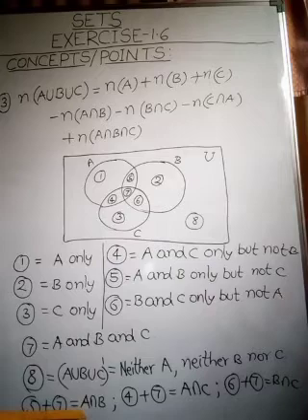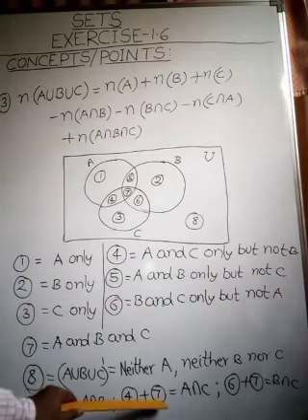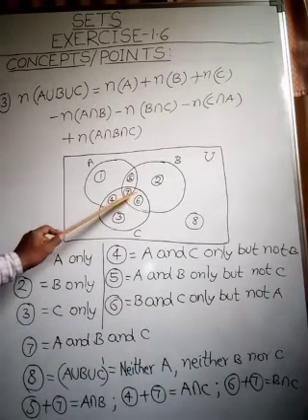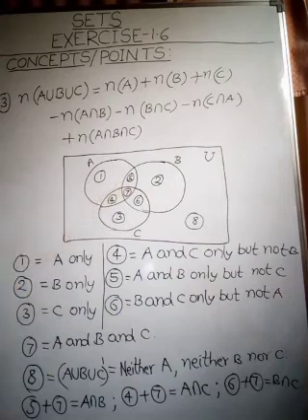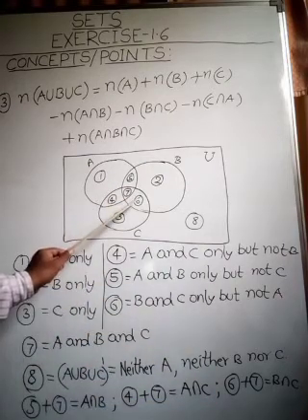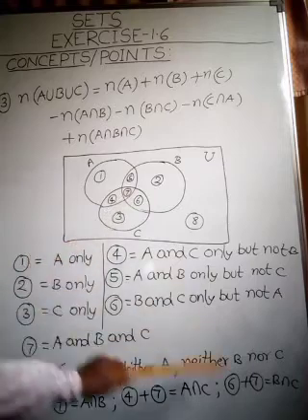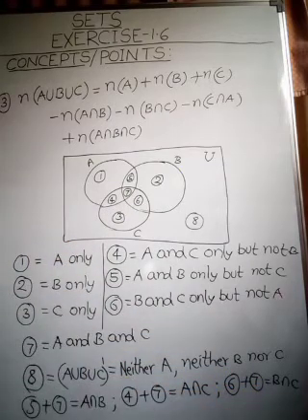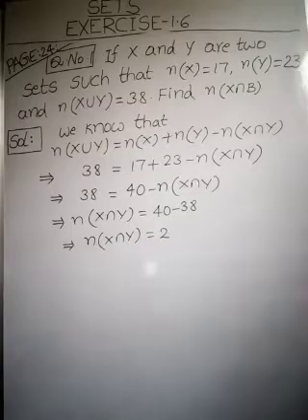Understood, my dear children? Now, if we add 4 plus 7, this part plus this part, if we add these two parts, we get A intersection C. And if this part and this part are added, what will you get here? B intersection C. Understood these points, my dear children? Right. Now, the concepts of exercise 1.6 were over.